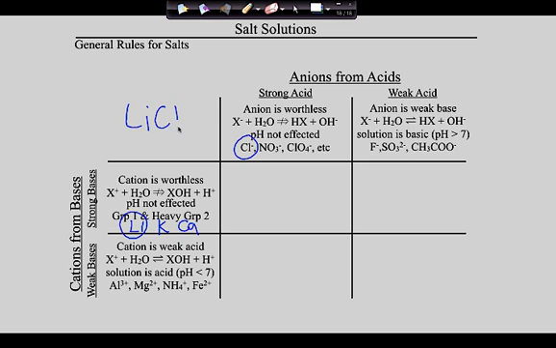Well, if our salt is lithium chloride, what do we know about lithium? Well, lithium comes from lithium hydroxide. Is lithium hydroxide a strong base? Yep. So this is worthless. Where does chloride come from? Hydrochloric acid. Is HCl a strong acid? Yes. So this is worthless. So when they come together into salts such as these examples, the pH is 7 because neither one of them will attack the water.